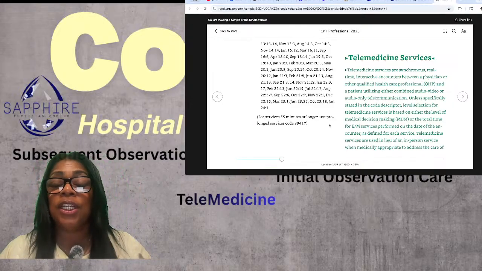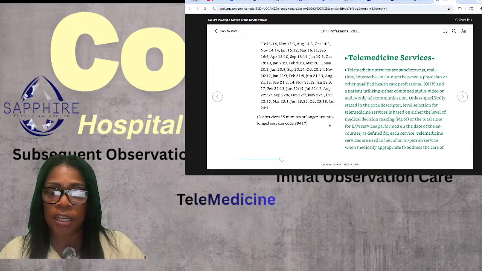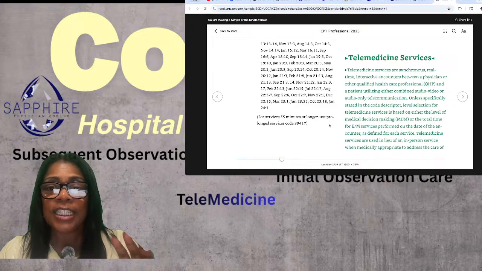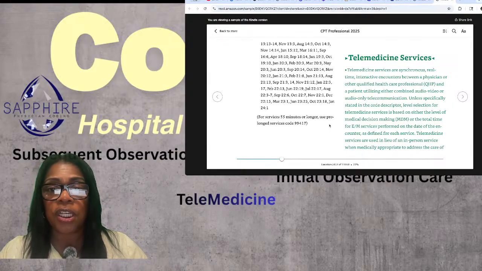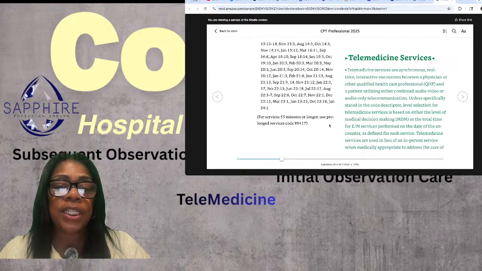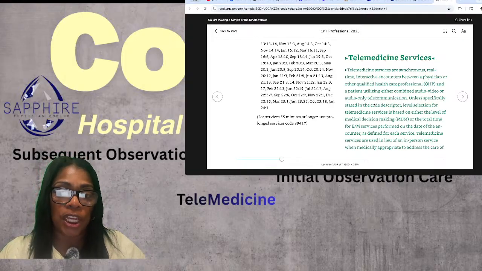Okay, so telemedicine. Telemedicine services are synchronous, real-time interactive encounters between a physician or other qualified healthcare professional, QHP, and a patient, utilizing combined audio and video, or audio and telecommunication. We did go over a little bit of telemedicine, but I still wanted y'all to do it.